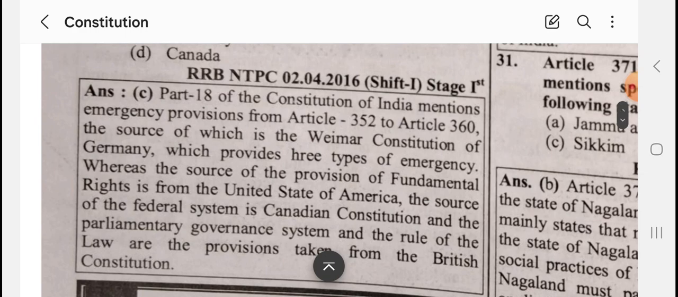The source of the federal system is the Canadian Constitution, and the parliamentary governance system and the rule of law are provisions taken from the British Constitution. So, if we ask which was the first federal country, it's the USA. When we ask which country India adapted its federal structure from, it's Canada.